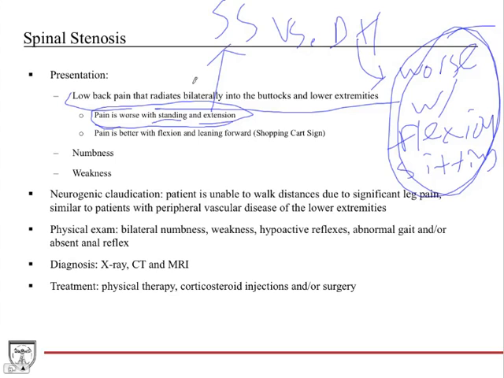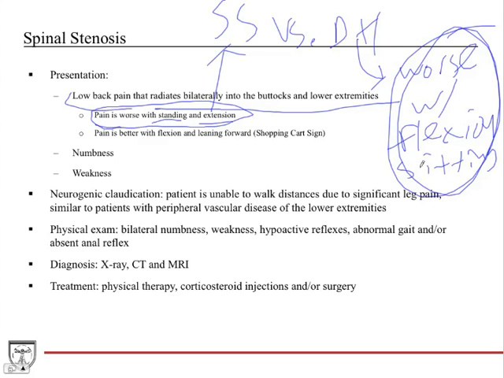Spinal stenosis, the pain is worse with standing and extension, because the way you extend, that compresses the cord even more. It puts even more compression on. What extending the spine does is it compresses the vertebral canal even more, and that's why someone with spinal stenosis has worse pain with standing and extension versus a disc herniation.